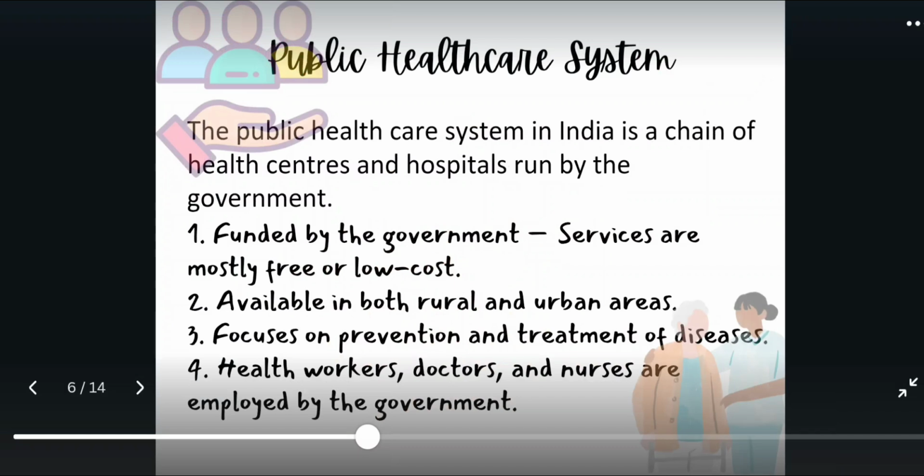Now, the public healthcare system. The public healthcare system in India is a chain of health centers and hospitals run by the government. So when it comes to public healthcare, it's a government-run organization. It is funded by the government, and services are mostly free or low cost. You must have heard that when you go to a government hospital, certain tests might require some amount, but most of the things are free or low cost for the people. It is available in both rural and urban areas.